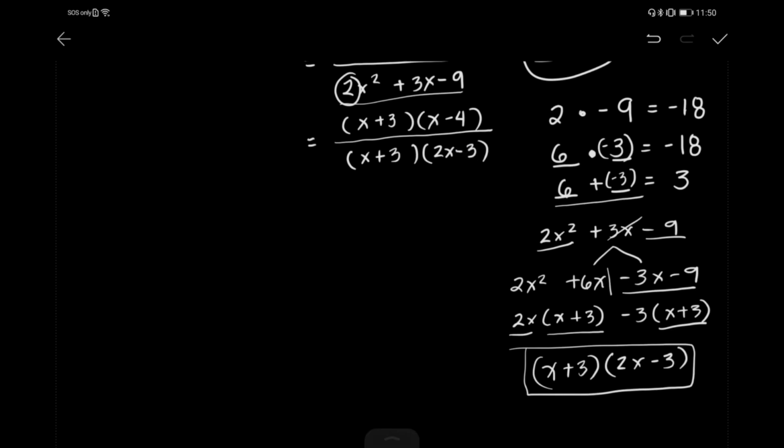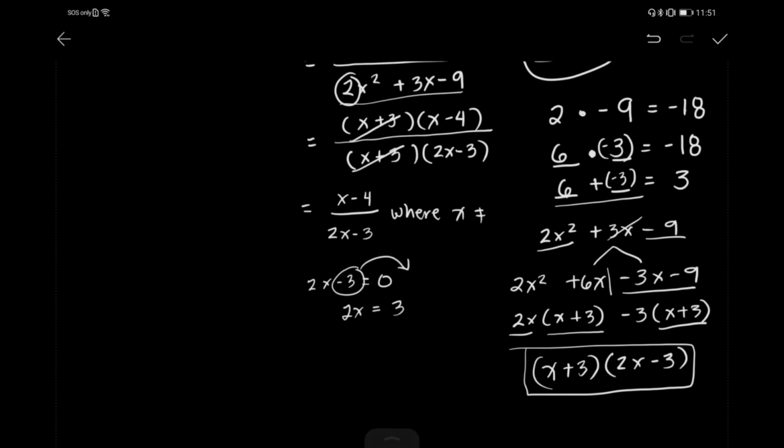Okay, so we have here a common factor, which is the x plus 3 and x plus 3. We have to cancel this one. Then we have the remaining, which is x minus 4 all over 2x minus 3. For the value of x, we have to equate our denominator equal to 0. So 2x minus 3 will become 0 if we transfer the -3, so it will become +3. Divide both sides by 2. So therefore, x is equal to 3 halves.